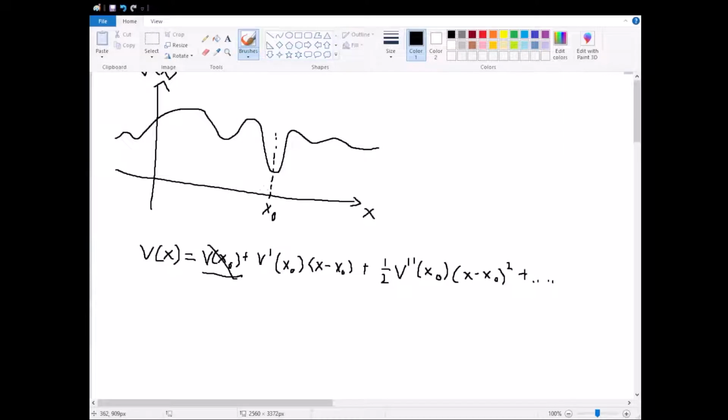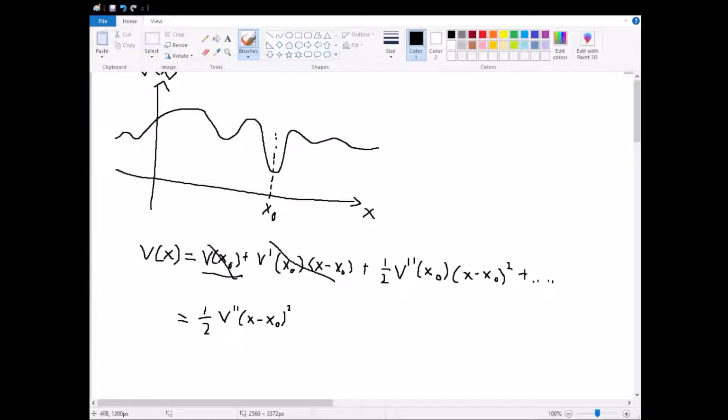V at x naught is a minimum, so because of that, the derivative V prime of x naught is automatically also equal to 0. So we have this final term, 1/2 V double prime of x naught times x minus x naught squared, and then a bunch of higher order terms.